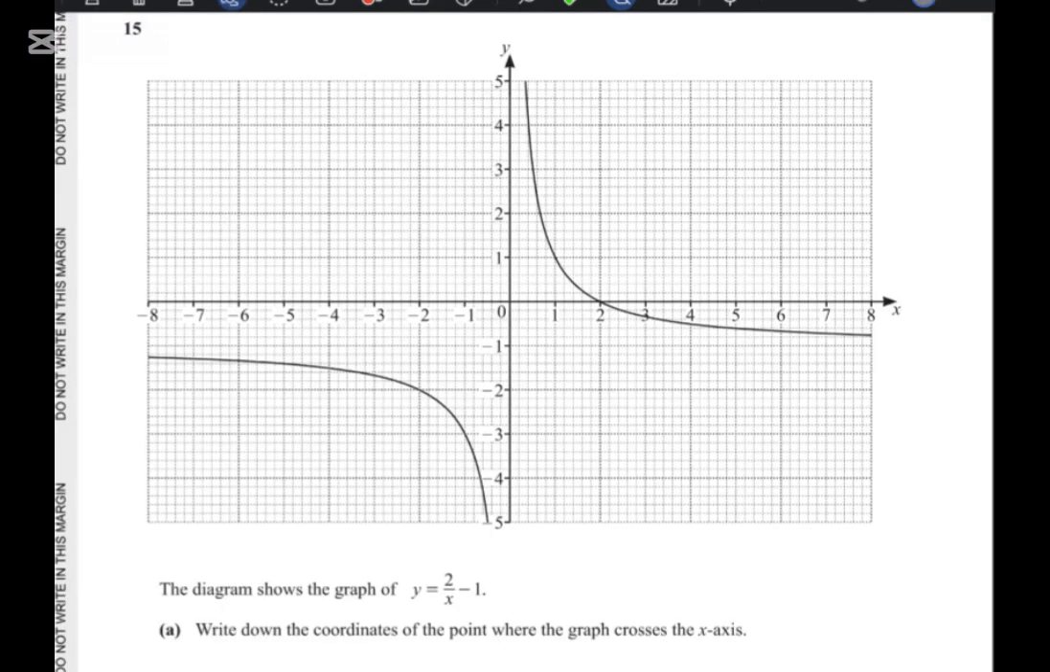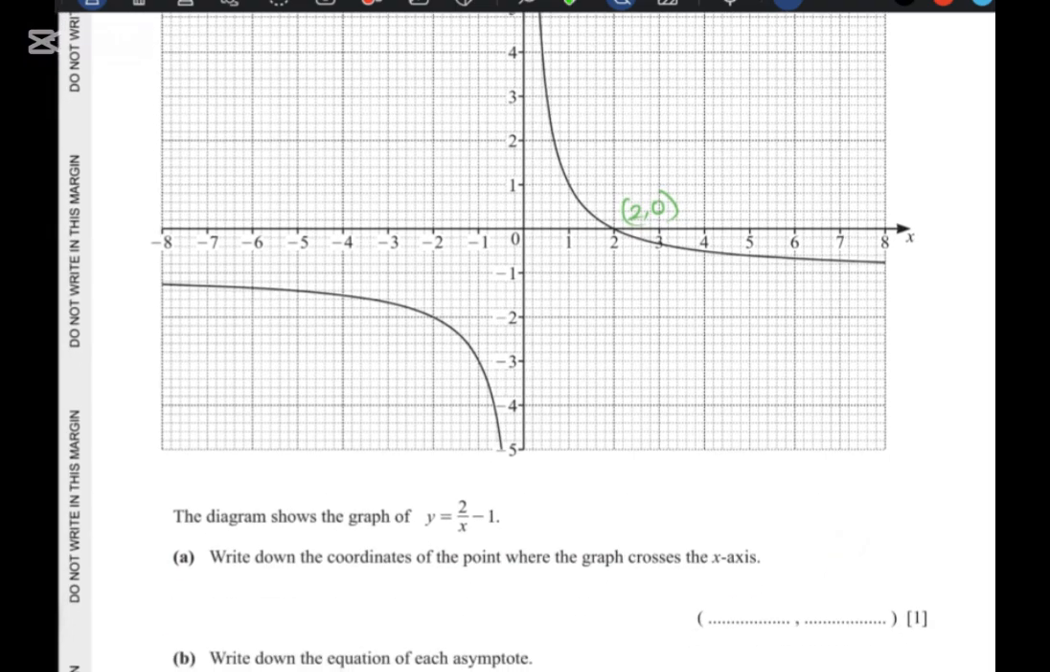Question number 15. There is a graph given to us here. The diagram shows the graph of y is equal to 2 by x minus 1. Write down the coordinates of the point where the graph crosses the x-axis. So you see here, this graph is crossing the x-axis here. So what is the coordinate here? Check. It is crossing at 2. So 2, 0 are the x and y coordinates. They are asking us to write down the coordinates, so it is 2 and 0. Question A is done.